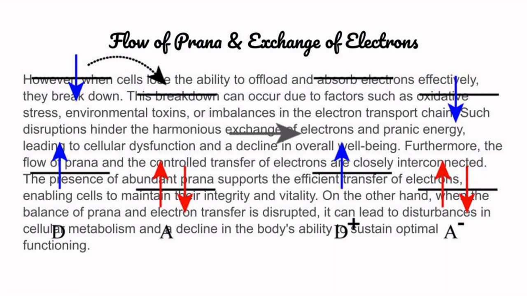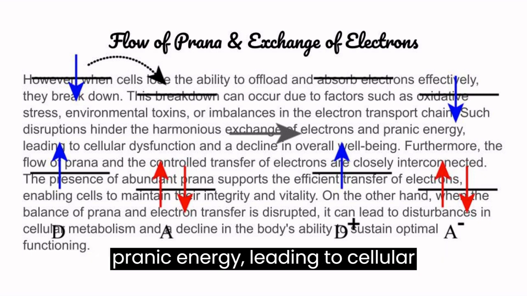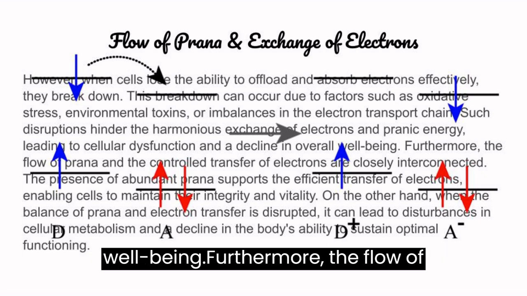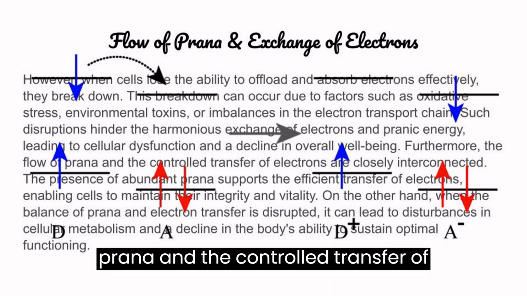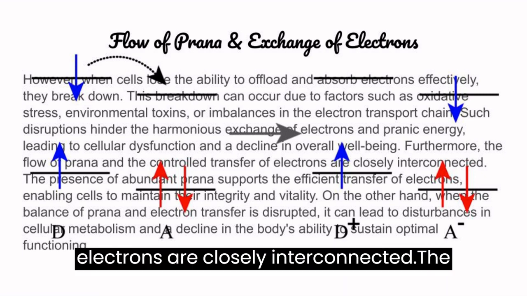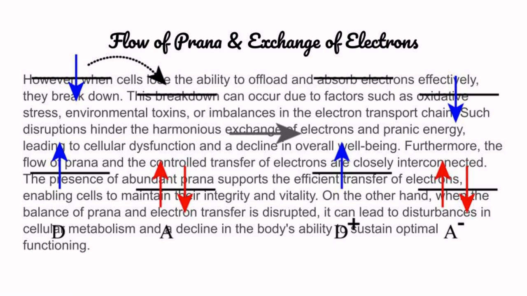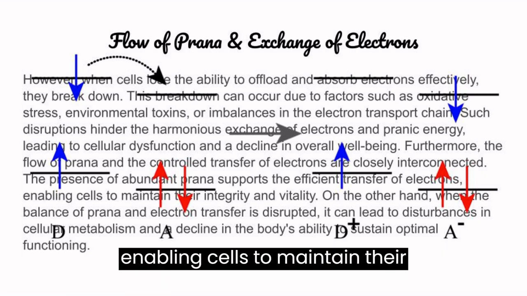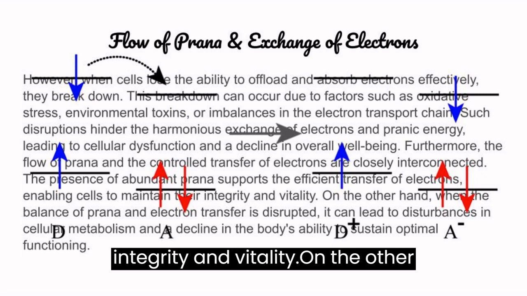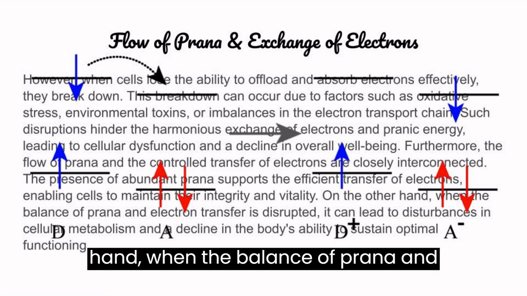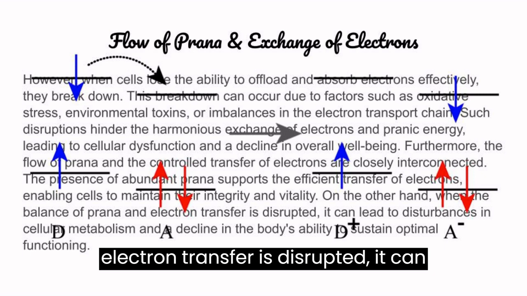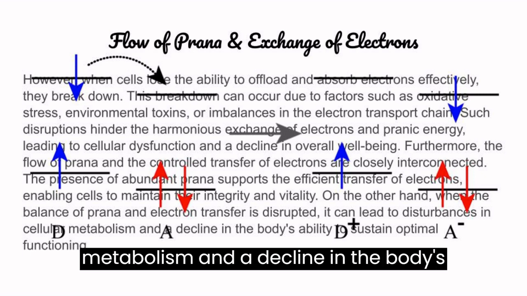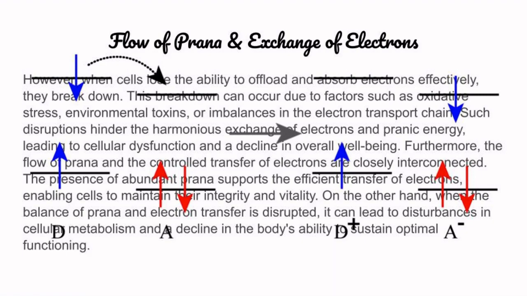Such disruptions hinder the harmonious exchange of electrons and pranic energy, leading to cellular dysfunction and a decline in overall well-being. Furthermore, the flow of prana and the controlled transfer of electrons are closely interconnected. The presence of abundant prana supports the efficient transfer of electrons, enabling cells to maintain their integrity and vitality. On the other hand, when the balance of prana and electron transfer is disrupted, it can lead to disturbances in cellular metabolism and a decline in the body's ability to sustain optimal functioning.